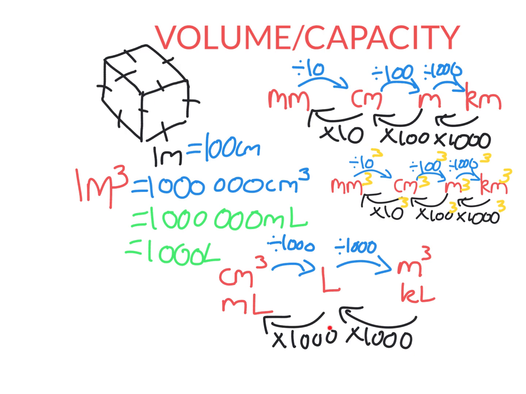So you can use this chart here to convert between units of volume and units of capacity. Centimeter cubed and milliliter are the exact same thing. There's 1,000 of those in a liter and 1,000 liters in a meter cubed.